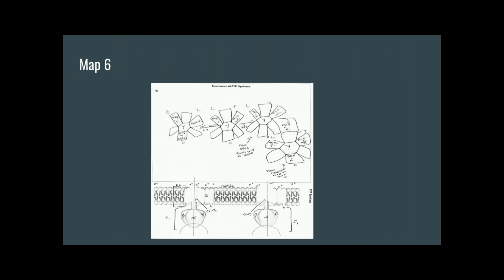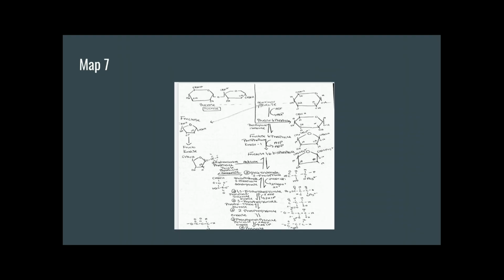NADH donates electrons to complex 1, while FADH2 enters through complex 2. Electrons transfer through coenzyme Q to complex 3, then to cytochrome C, and finally to complex 4, where oxygen is reduced to water. As electrons move, protons, H+, are pumped into the intermembrane space, setting up the gradient needed for ATP synthesis.